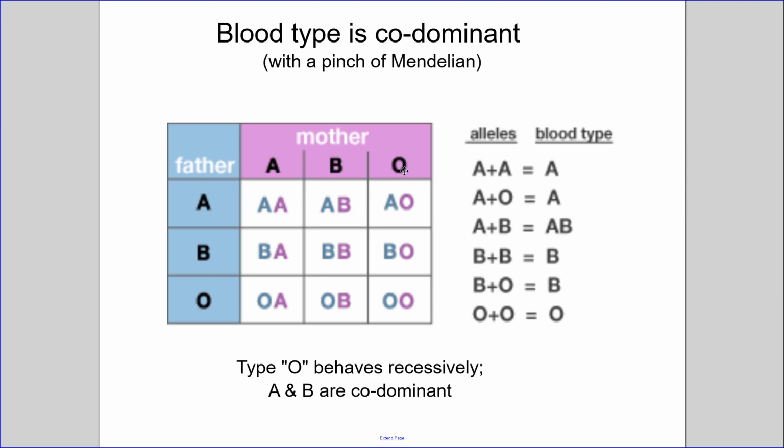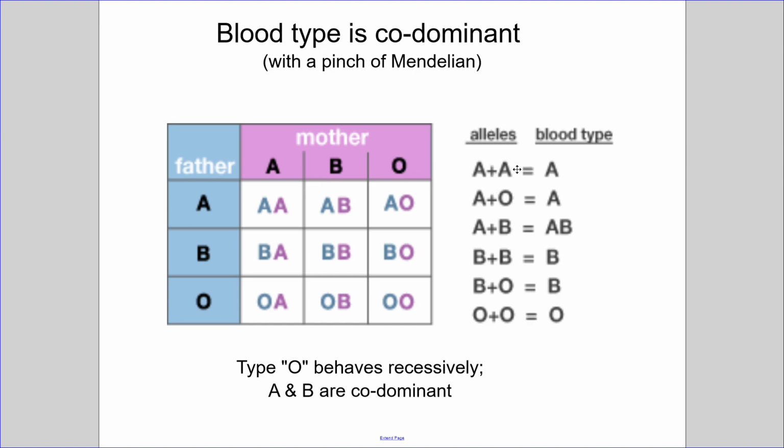But if your mother was O, if you got an O allele from your mother and the A allele from your father, then you would just be type A, because the O behaves recessively and it doesn't do much to change anything about your blood type. So it would just be type A. A and B are codominant, O is recessive.